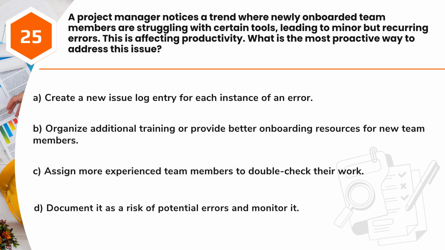Question 25. A project manager notices a trend where newly onboarded team members are struggling with certain tools, leading to minor but recurring errors. This is affecting productivity. What is the most proactive way to address this issue? A. Create a new issue log entry for each instance of an error. B. Organize additional training or provide better onboarding resources for new team members. C. Assign more experienced team members to double-check their work. D. Document it as a risk of potential errors and monitor it.